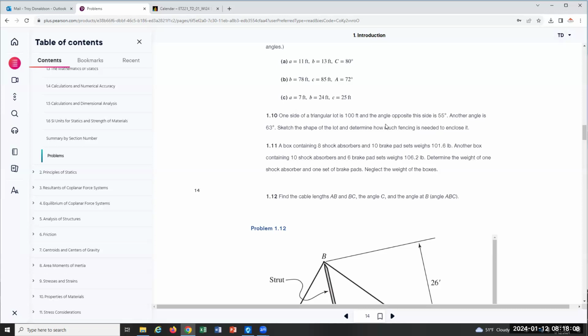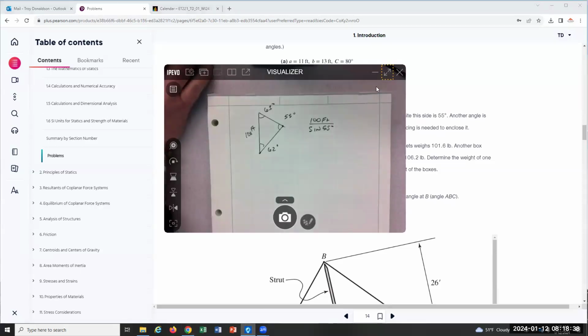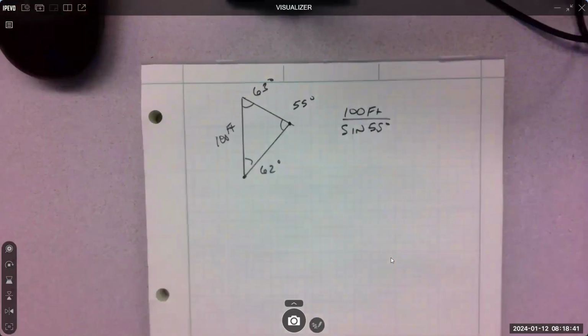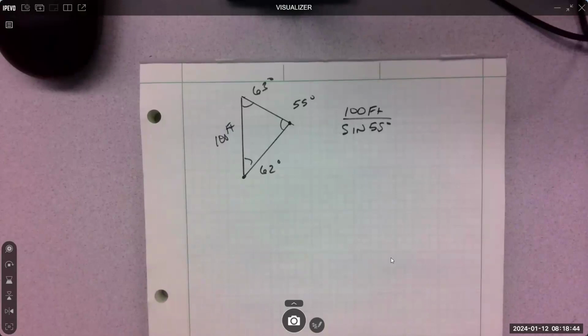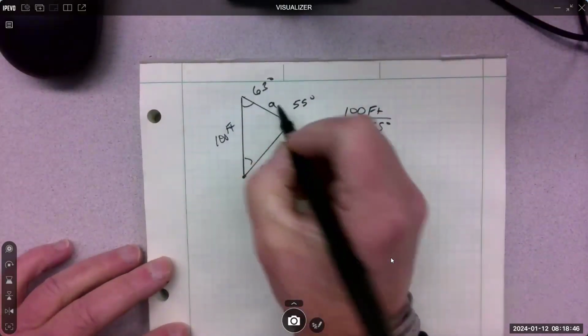I use sine law. Why the sine law? Give me a reason. A side and then two angles. We have an angle and opposite side, so that sets up the sine law. All right, I'm feeling better about our engineering firm at this point. 100 feet over sine, I'm just gonna write it this way, 55 degrees. Works better that way. Sine law, right? And I'm gonna label these other sides A and B.